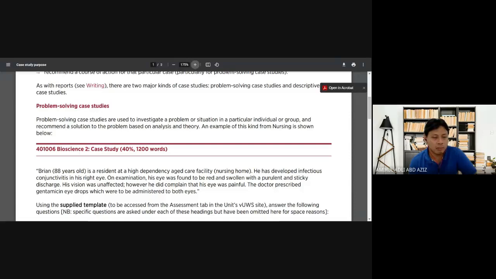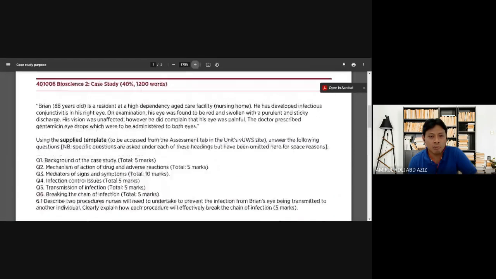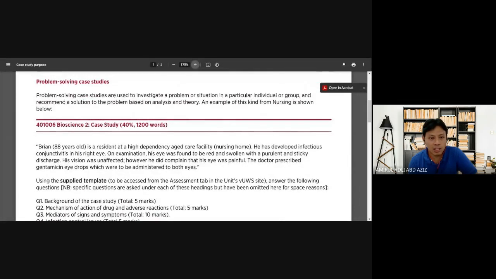Okay, this is another type of case study. Okay. Problem solving case studies are used to investigate a problem or situation in a particular individual or group and recommend a solution to the problem based on analysis and theory. Okay. An example of this kind of from nursing is shown below. Nursing ni dia punya department, tak silap. Okay. This is merely an assignment for undergraduate students lah. Okay. So that is the case statement.